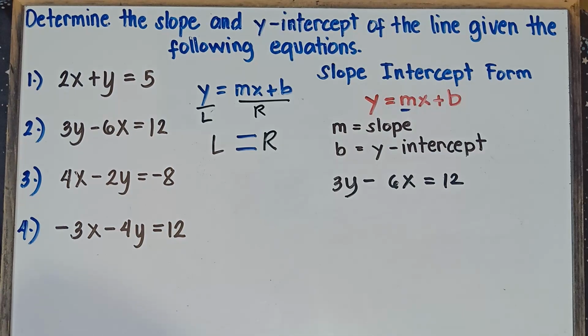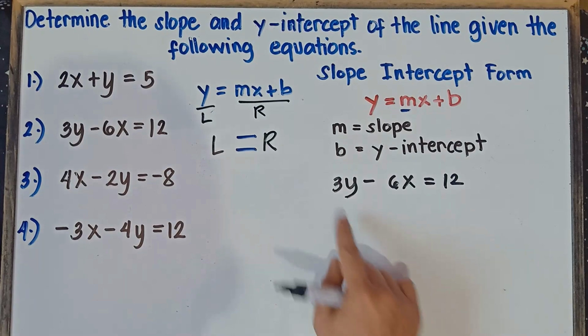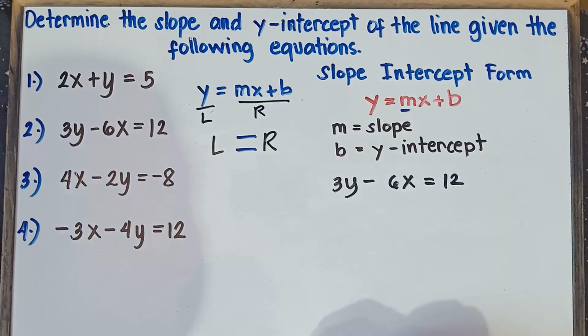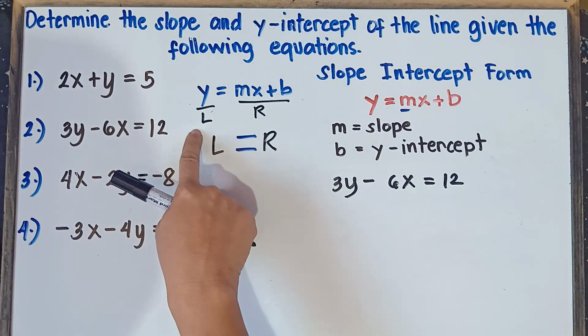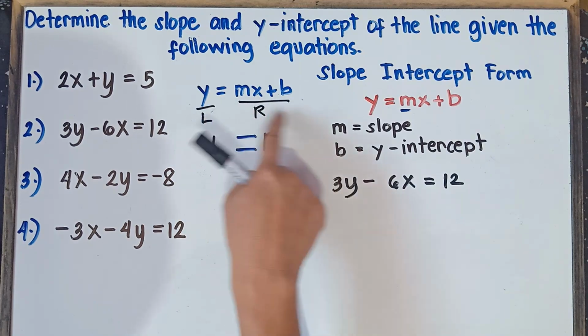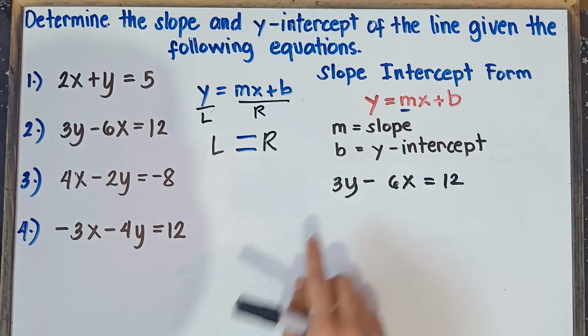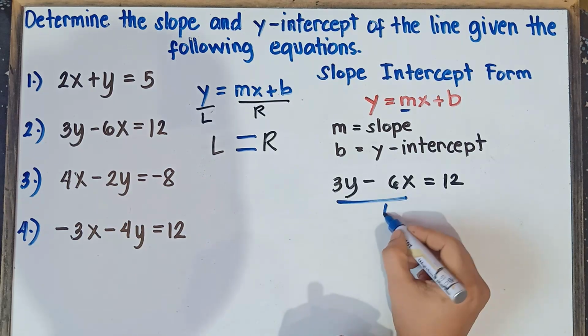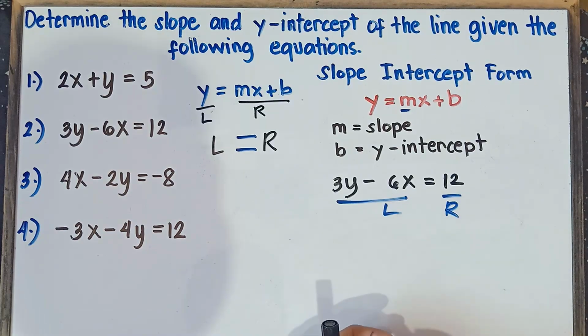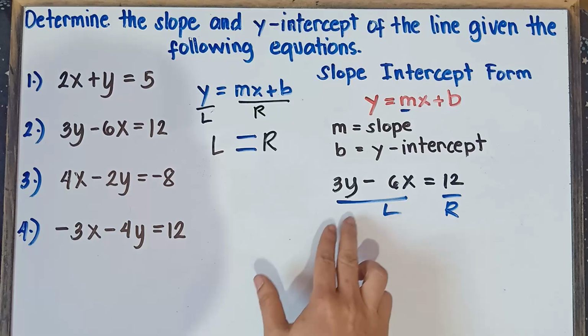Alright, so let's have example number 2. Our given is 3y minus 6x equals 12. So once again, this will be our guide. The left expression is only y, and on the right side of the equal sign will be mx plus b. Since we have 3y minus 6x on the left side of this equal sign, the remaining expression should be only 3y.